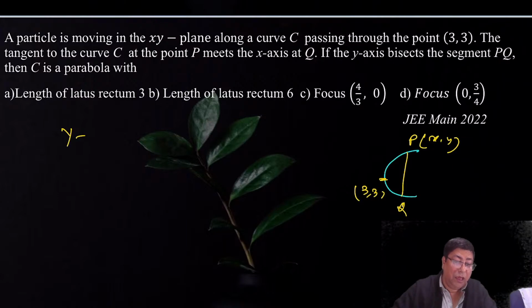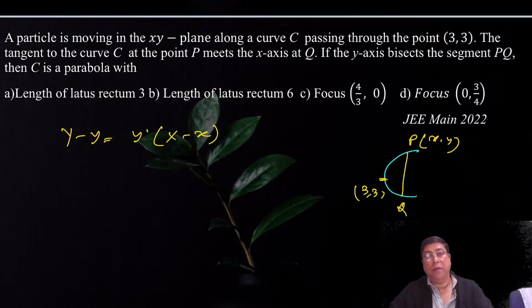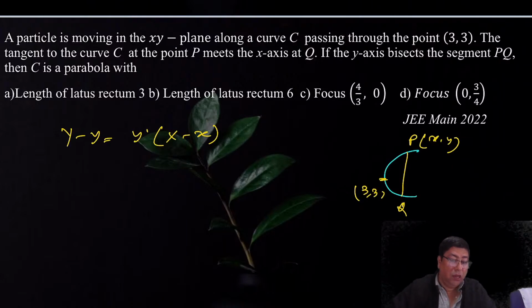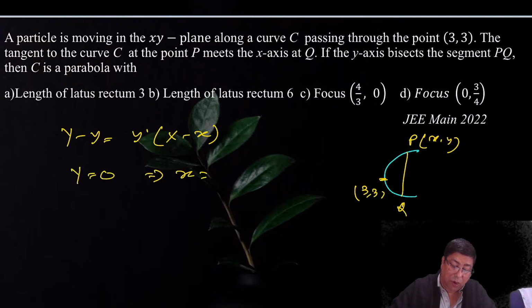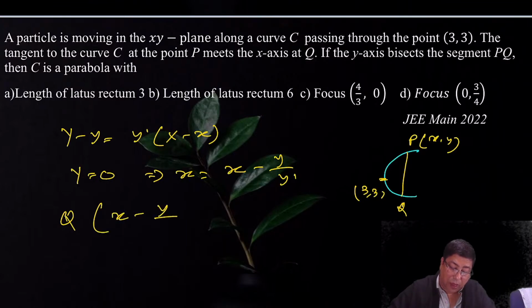So the equation of the tangent is y minus y1 equal to dy/dx, that is y dashed, into x minus x1. And remember one thing, our target is to solve the sum in the shortest possible way, because it is a competitive examination. Not with all calculation first. Therefore, we can write this as, putting y equal to 0, we are getting x equal to x minus y by y1, where y1 is dy/dx. Therefore, the point Q is coming x minus y by y1 comma 0.